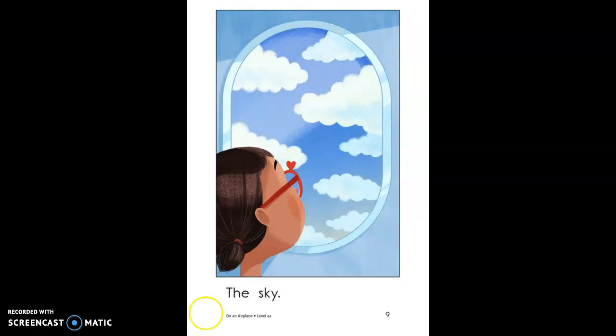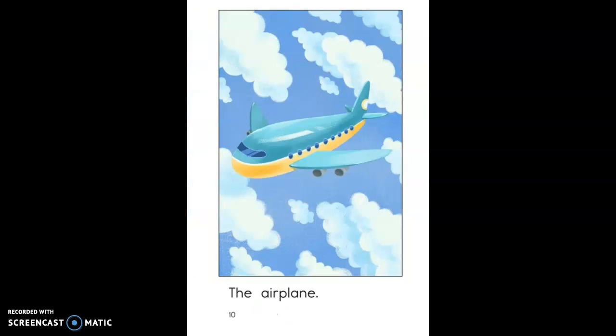We want to start on the left side of the page because good readers read from left to right, and we're going to point under each word as we read, starting with the pattern, the sky. Great job, scholars. We want to start on the left side of the page, and we're going to point under each word as we read, the airplane.